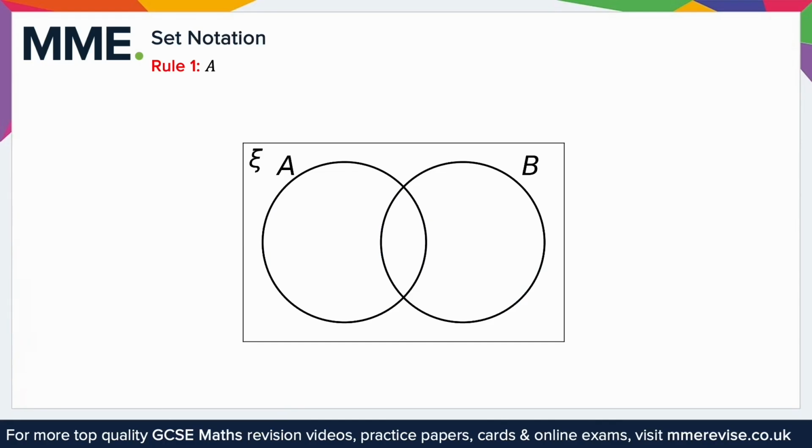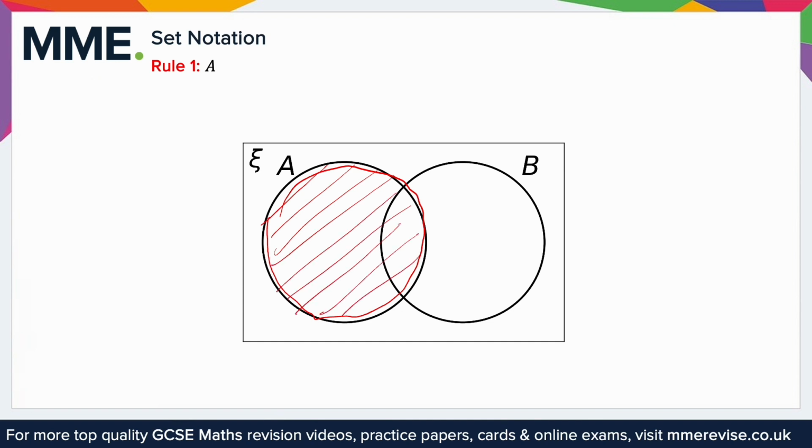The first notation rule that you need to learn for set notation is that A means everything that is contained in A. Looking at the Venn diagram here, you can see that this circle is the set A. So anything that falls within this circle, including the bit where it overlaps with B, is the set A. Similarly, if you are asked to find the set B, that would be everything that is contained within the other circle, including the bit that overlaps. So the bit in red would be the set A, and then set B would be the bit in green.